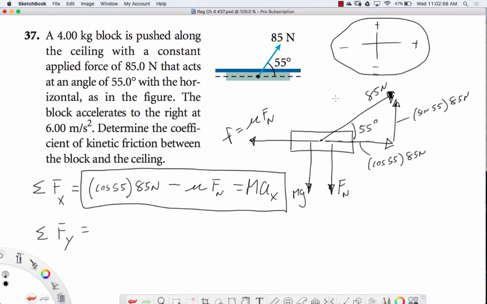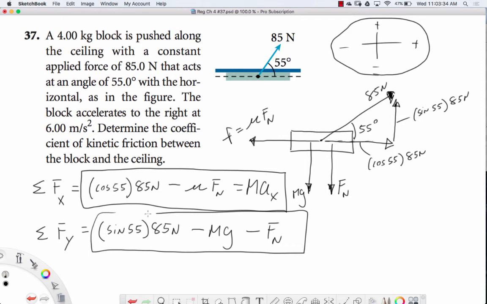Okay, turning to the y direction. How many forces are acting in the y direction? We have 1, 2, 3. There's 3 forces in the y. So here's what this looks like. This guy points up, so we'll make him positive. So it's going to be sine 55 times 85, right? That's this guy right here. Then minus mg. Why did I make mg minus? It points down. And then minus normal force, because that points down. Now this is the sum of the forces for the y direction.